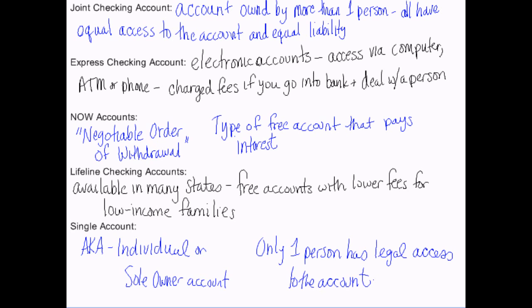And then you have your single account, which is also an individual or sole owner account, and only one person has legal access to the account. So if you're the only person with your name on the checking account, it's an individual account. If you and your cousin have an account together, it's a joint account. Questions about that?